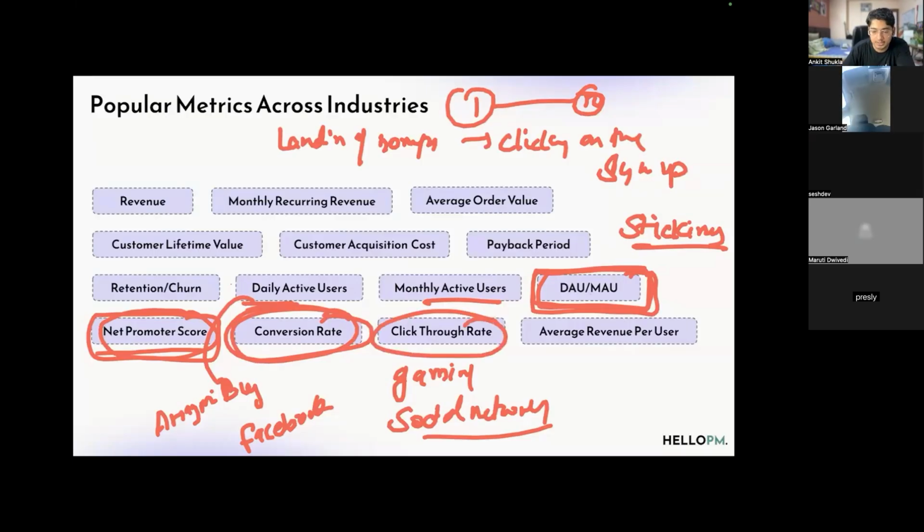Then there is click-through rate. How many people are clicking on the button? Click-through rate is CTR. Very important for advertisers and marketers.